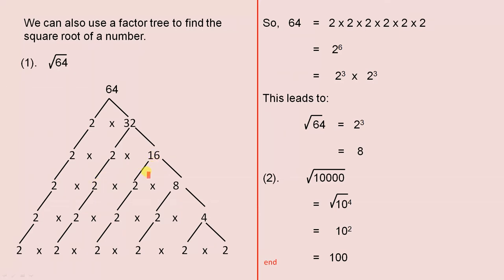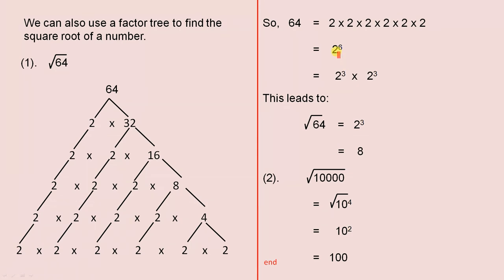Now we have 16. 2 times 8 gives us 16. Those 2's all go down to there. Then we have 2 times 4 gives us 8. All those 2's go down, and we know that 2 times 2 is 4. So all those 2's multiplied together give us 64. And notice, with the factor tree, we finish up with prime numbers, and 2, as we know, is a prime number. So 64 is all those 2's multiplied together, which is 2 to the power of 6. Of course, there are 6 of them.